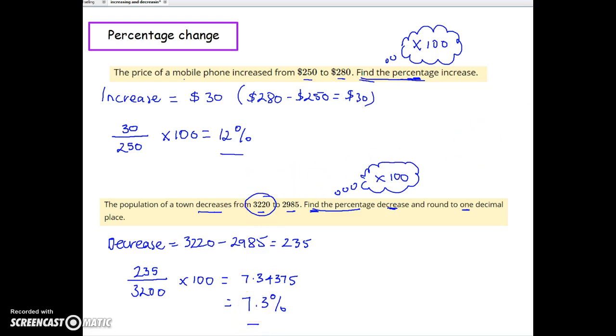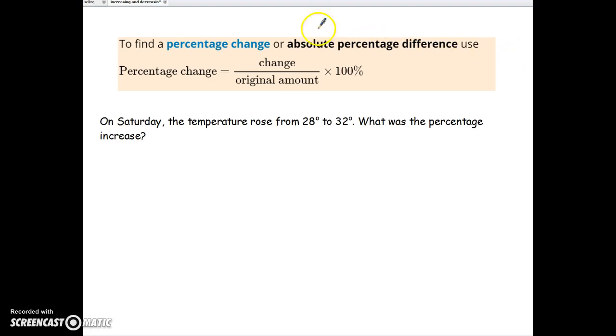Now, summing that up on the next slide here, whenever you want to find the percentage change, whether it's percentage increase or the percentage decrease, don't worry about this bit for now, but you find the actual change. So how much has it gone up or down by? You divide it by the original and then you multiply by 100. Let's have a quick look. Another example using this formula to help us.